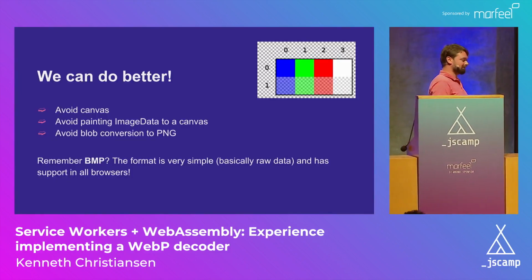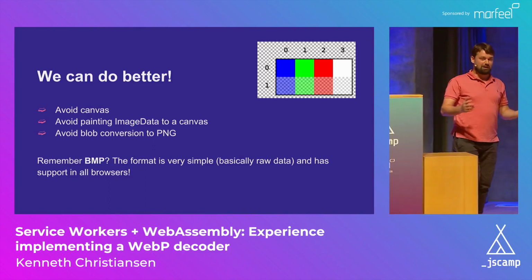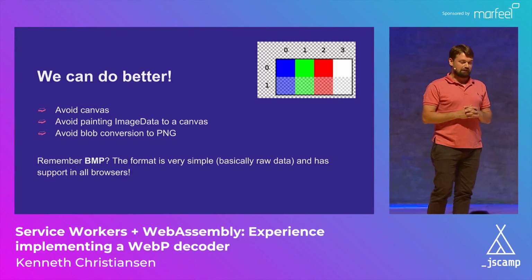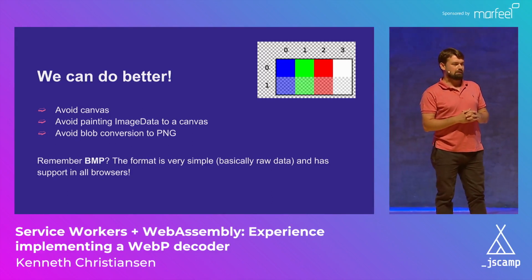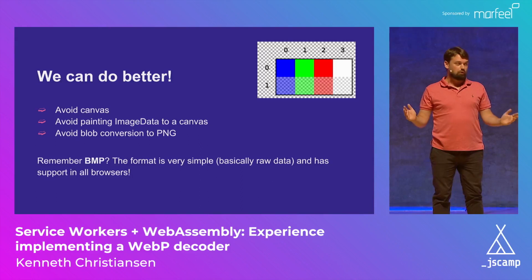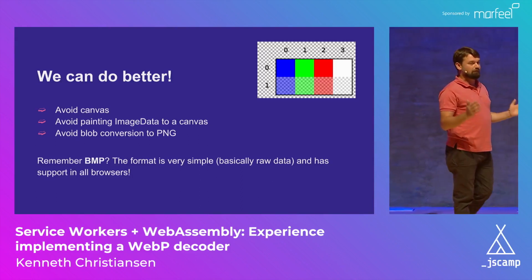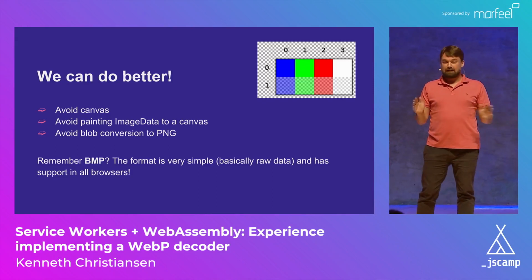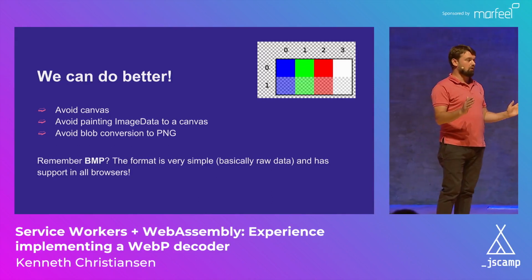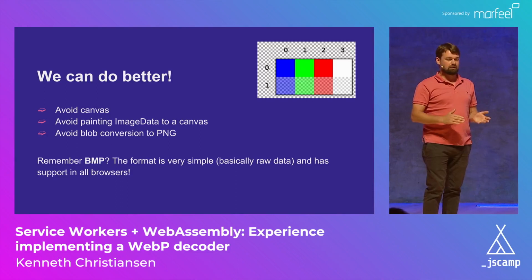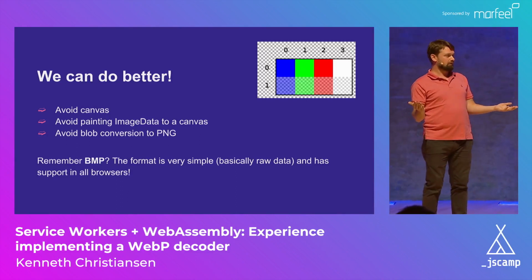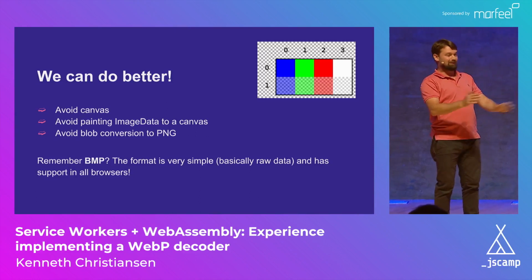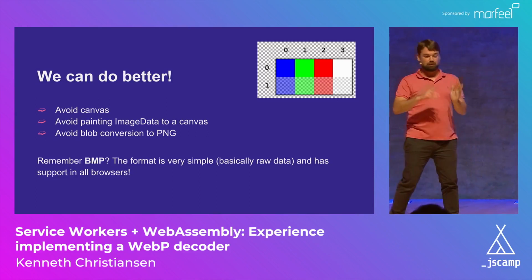We can do better. I wrote this article and put it up on Medium, and one of the guys at Google that works on standards wrote me, why don't you use BMP? Every browser out there supports BMP. BMP is a very simple format. It's basically raw data, at least it's possible to do without any compression at all, and there's a certain set of headers, so you can just generate that yourself. Then you generate your own BMP image blob and paint that. You don't need any canvas, no copies, much better.